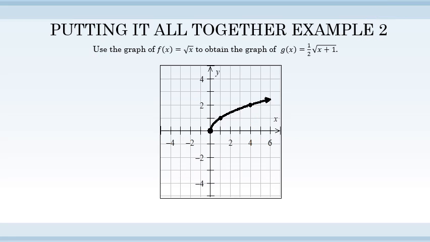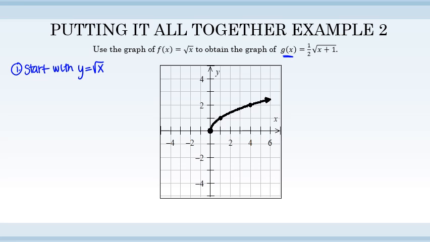Let's look at another example. Use the graph of f of x equals the square root of x to obtain the graph of g of x equals 1/2 times the square root of x plus 1. So you can see for g of x, it took f of x and we put it through some transformations. That parent function is the square root of x. So let's write out our recipe. Step 1. Start with y equals the square root of x. That's our parent function. You always state what the parent function is that you're starting with.